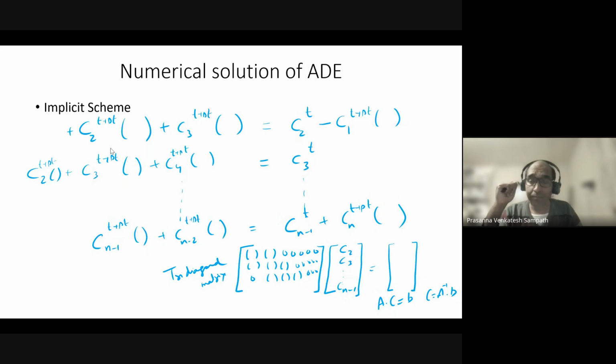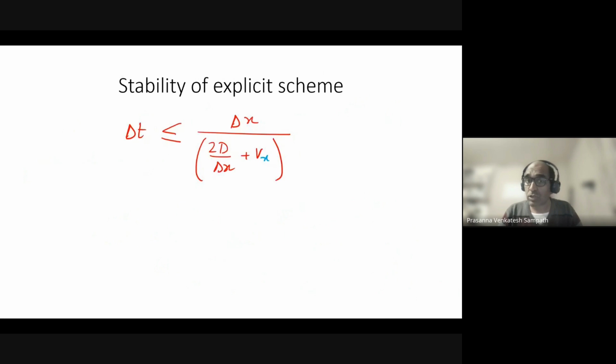Now, the other advantage slash disadvantage is that in the case of the implicit scheme, the scheme is stable for all values of delta t, right? The time step can be anything, and the implicit scheme is always stable. The explicit scheme, on the other hand, has a stability criterion that has to be satisfied in order to ensure that the solution does not blow up. Okay, so this is the stability criterion for the explicit scheme.